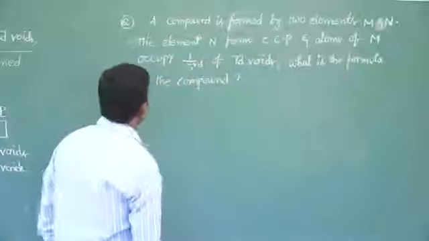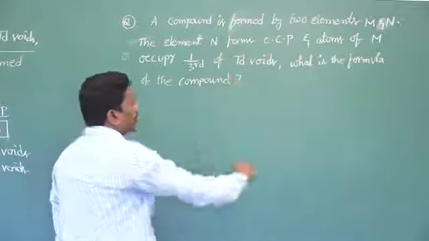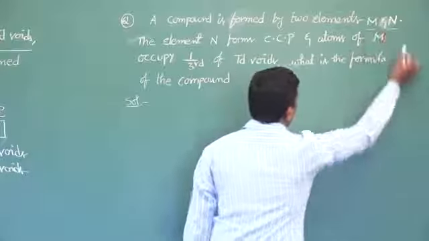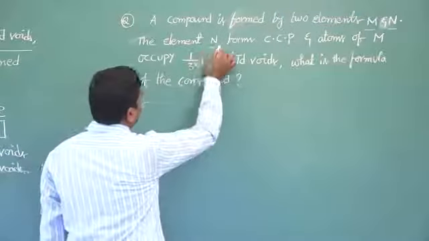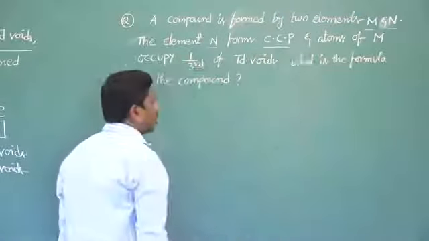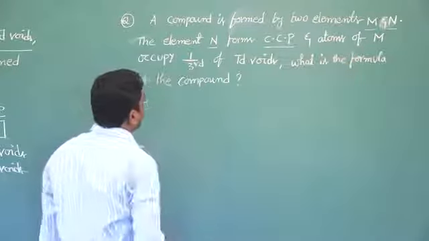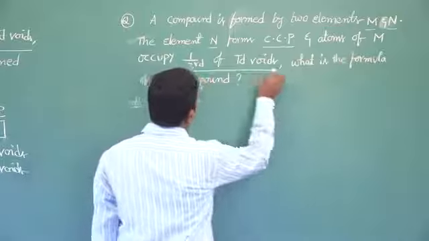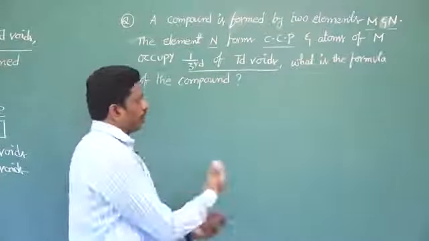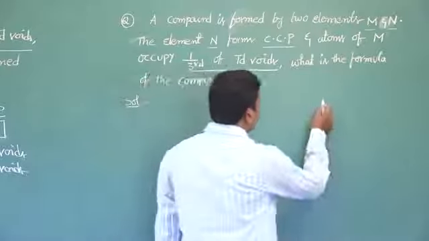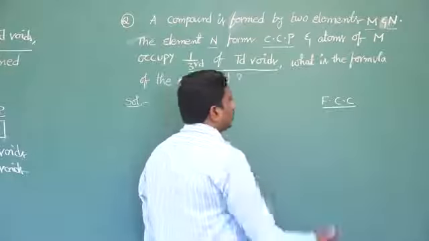One more question. See, a compound is formed by two elements M and N. The element N forms CCP. CCP is also called FCC. Atoms of M occupy 1/3 of tetrahedral voids. Then what is the formula of the compound? Same as the previous one. For FCC or CCP, both are the same, three-dimensional close packing.